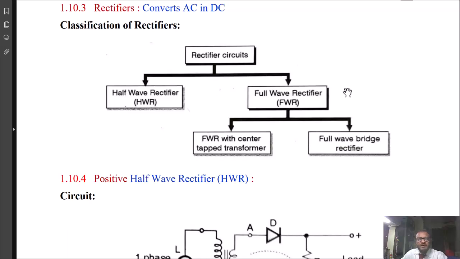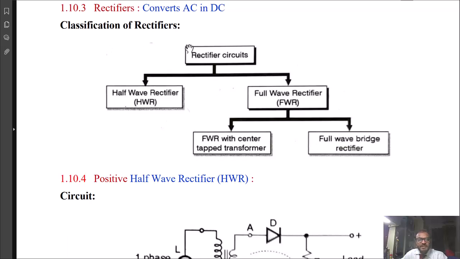Today we are studying the rectifiers. Those are used in AC to DC conversion. The rectifiers are called AC to DC converters because they convert the AC mains signal into the corresponding DC signal.